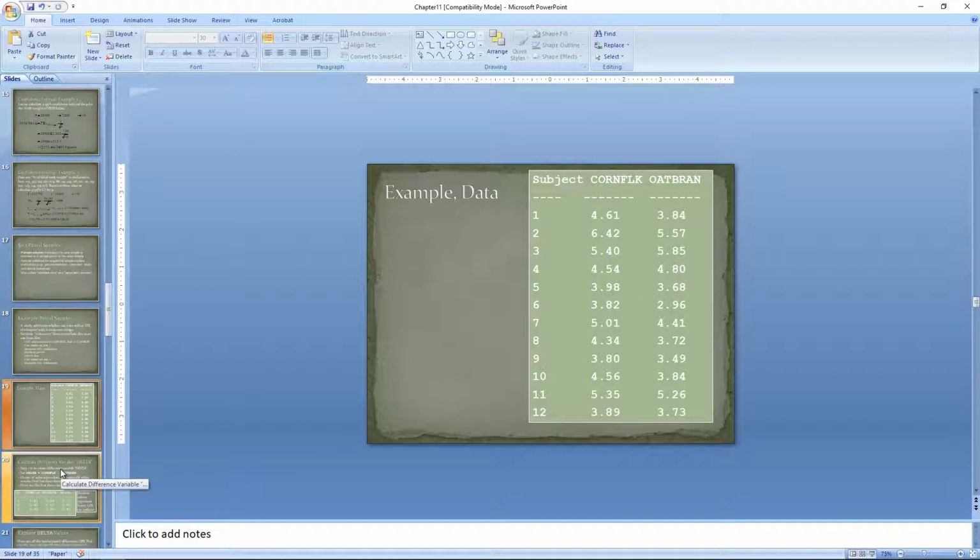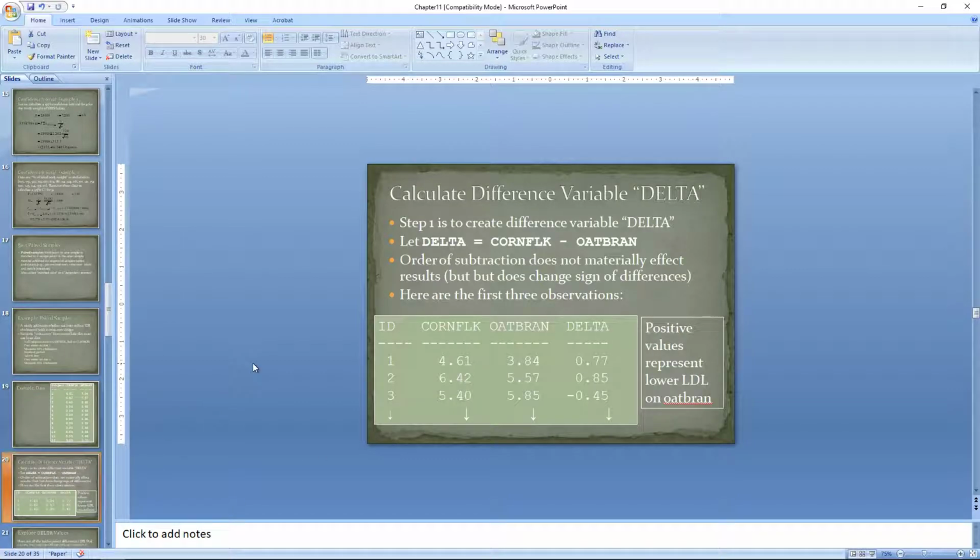What we're going to do is calculate what we'll call the variable delta. So now we have a new variable, delta. Delta, as you may have seen before in chemistry, is the change or the difference between the two. The way we calculate delta is we take the cornflake minus the oat bran. Just note the order of subtraction doesn't materially affect the results, but does change the sign of differences.